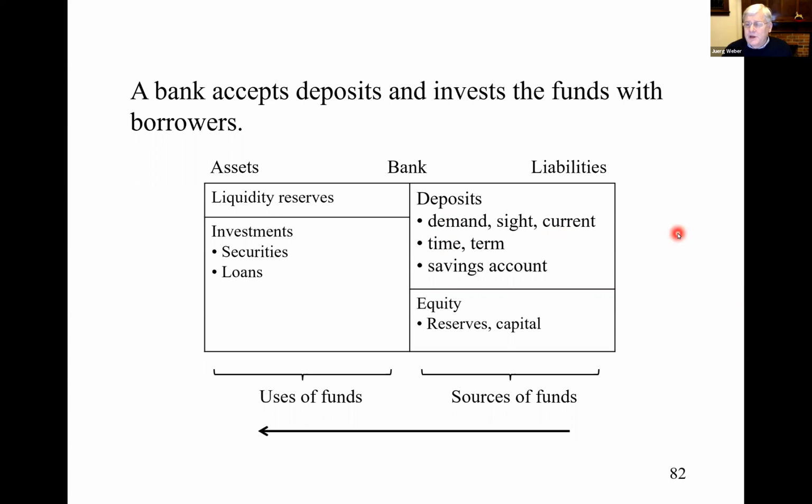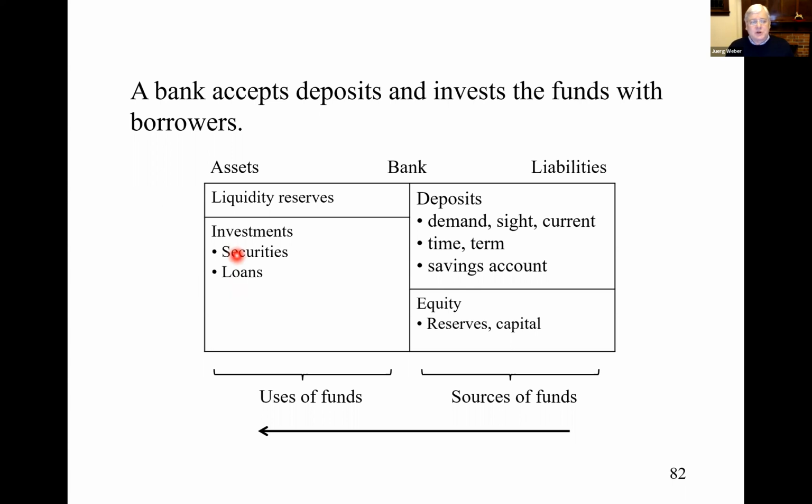So the public deposits money into those accounts, and the bank then takes that money and invests it. And the most important investment of the bank are the loans. So the bank gives loans, for example, to households, and those loans are maybe a mortgage. Or the bank gives a loan to a firm, a commercial loan. Or actually the bank may give a loan to the government.